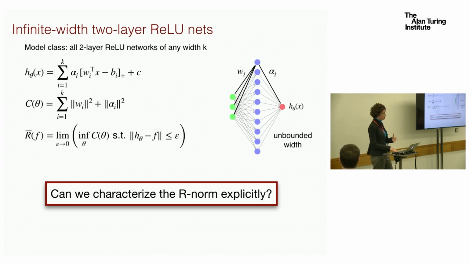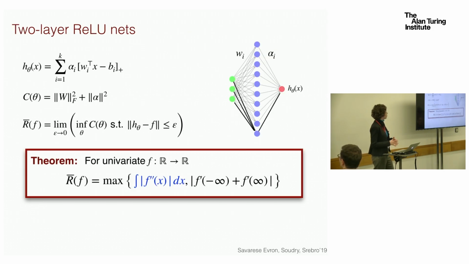Okay, so there's been some earlier work in this vein that focuses specifically on the case where the input is one-dimensional. So if we only consider functions that go from r to r, from the real line to the real line, then in past work, my co-authors derived an expression for this r bar of f, and it is the maximum of the L1 norm of the second derivative of the function, and the absolute value of the way the function's derivative behaves at negative infinity and positive infinity.